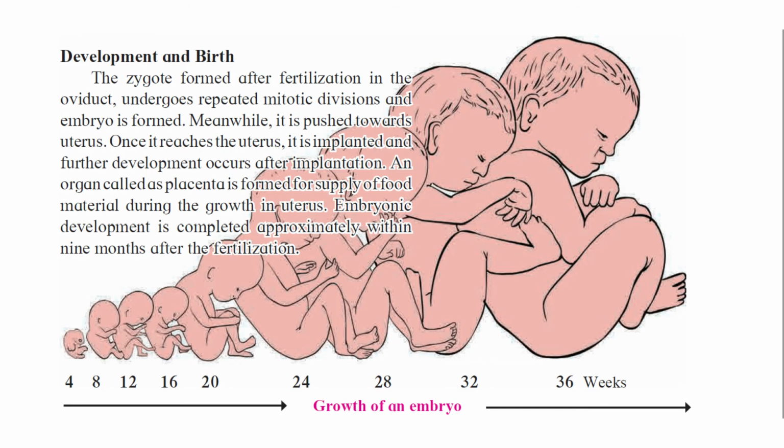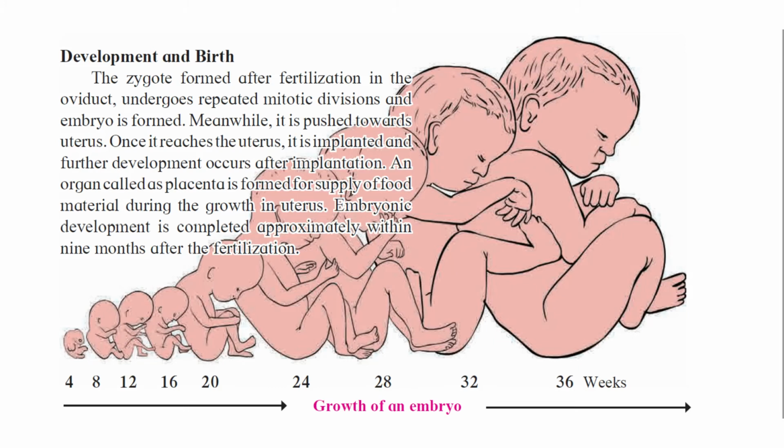The next part is development and birth. We know fertilization takes place in the oviduct and forms the zygote. Then further mitotic division takes place to form the embryo. This embryo is pushed towards the uterus. Here the implantation and further development of the embryo takes place.